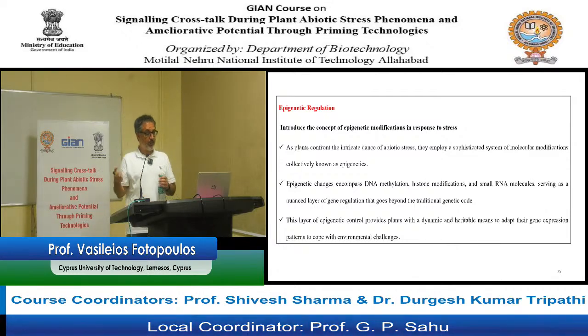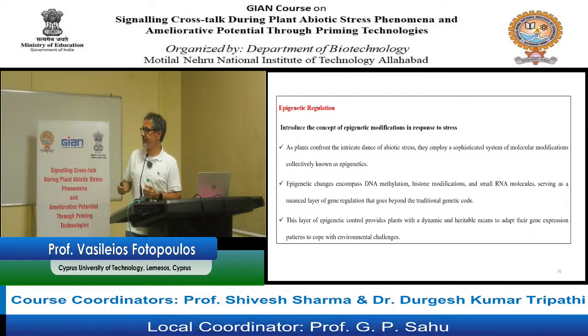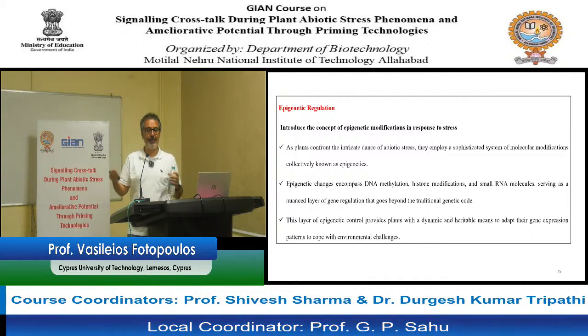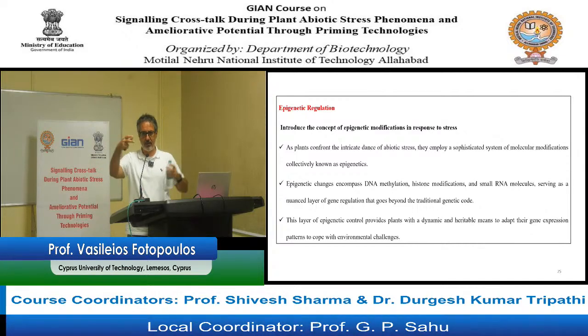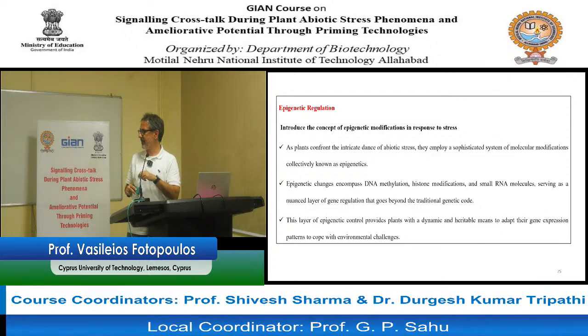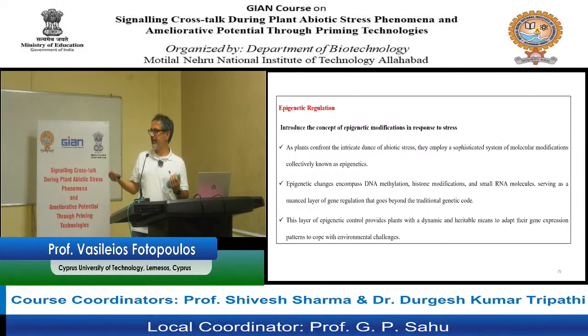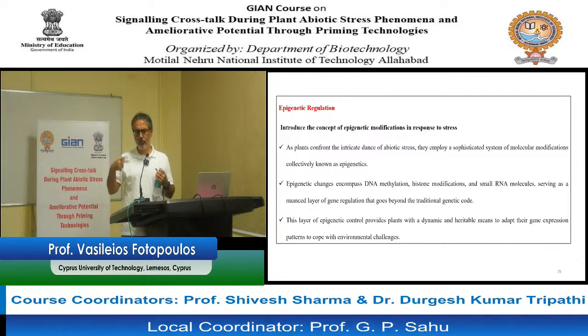So as plants confront these stressors, they employ a sophisticated system of molecular modifications that are known as epigenetic ones. And epigenetic changes basically encompass mainly DNA methylation, histone modifications, with histones being proteins that are structurally and functionally protecting the chromosomal DNA, and small RNA molecules that serve as a layer of gene regulation that goes beyond the traditional genetic code. So this extra layer of epigenetic control provides plants with a dynamic inheritable means to adapt their gene expression patterns to cope with environmental challenges.